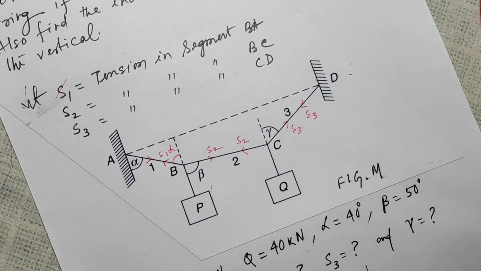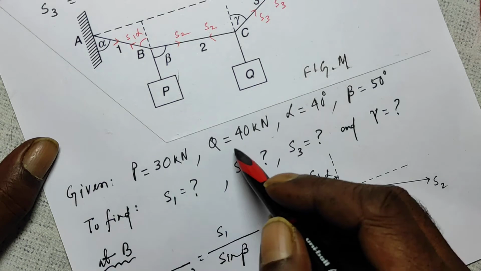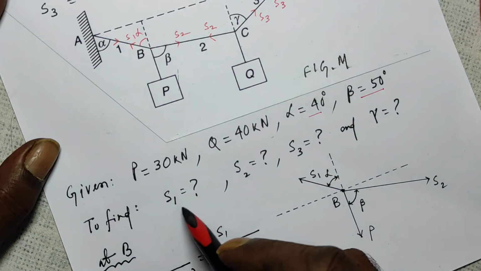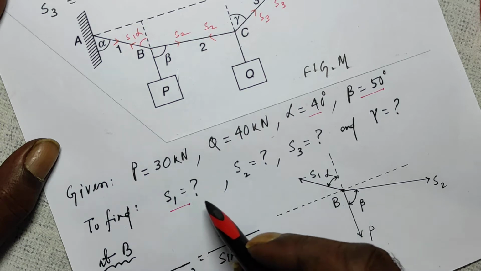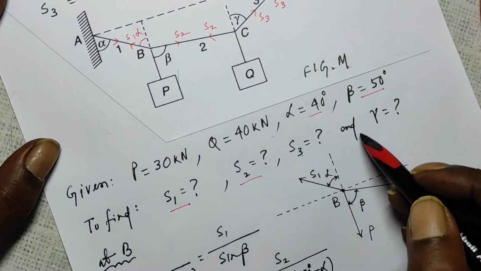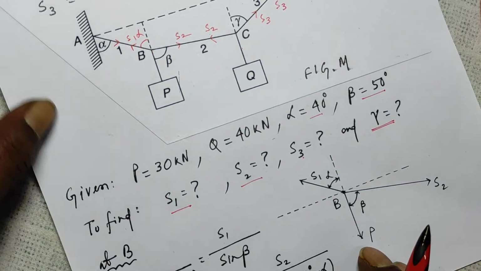What is given, I have just explained. P is given as 30 kilonewton, Q 40 kilonewton, alpha 40 degree, beta 50 degree. We have to find the tension S1 in the part AB, S2 in the part BC, and S3 in the part CD, and I also have to find the angle gamma.